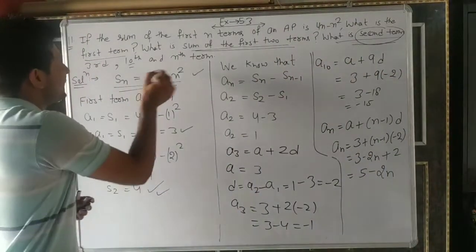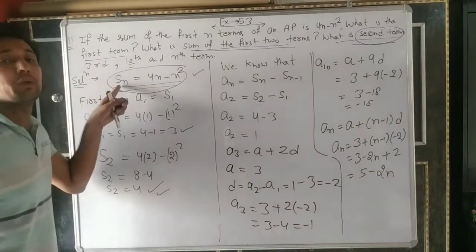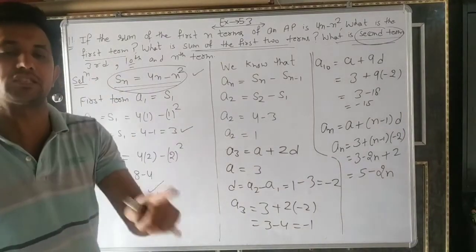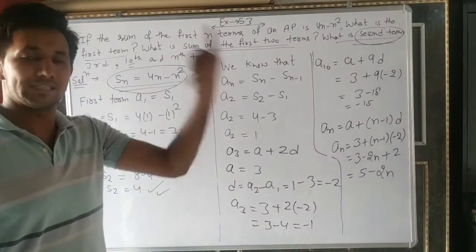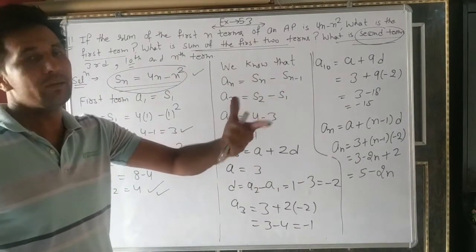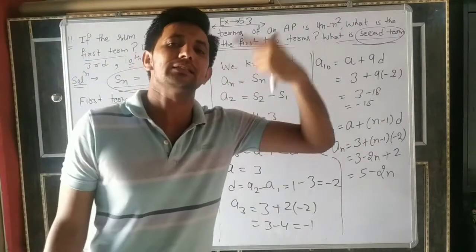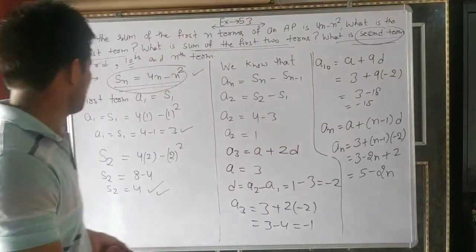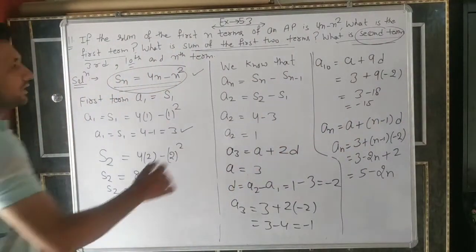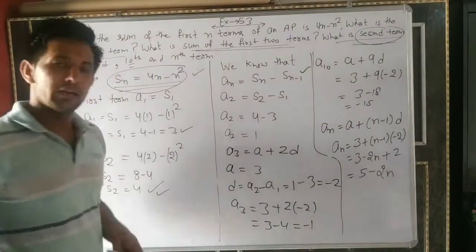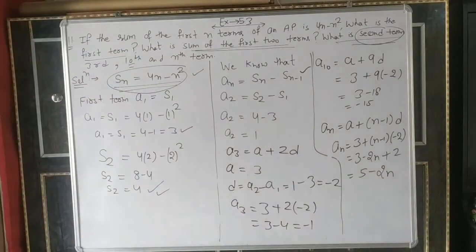Okay, because Sn is given, from here we can find S1, S2, S3, S4, S5, S6, S7. Understand? And if you want to find any term, A10 means S10 minus S9. Same as before, you can use this formula. Okay, understand? Please note it down, dear.